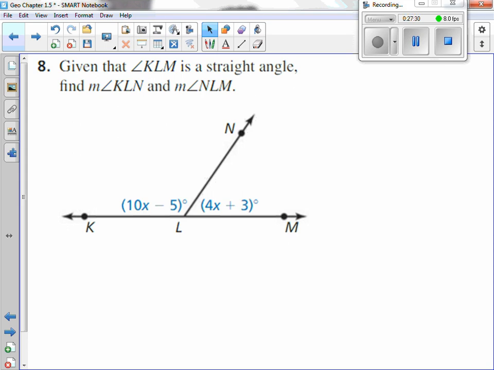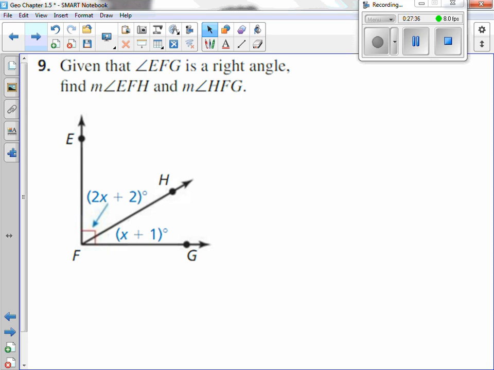180, because it's a straight line. So then we'd add them together, solve for x, and plug it back in. What would we do for this one here? They would be set equal to 90, yes? It's a little red box. 90. It's a 90-degree marker.